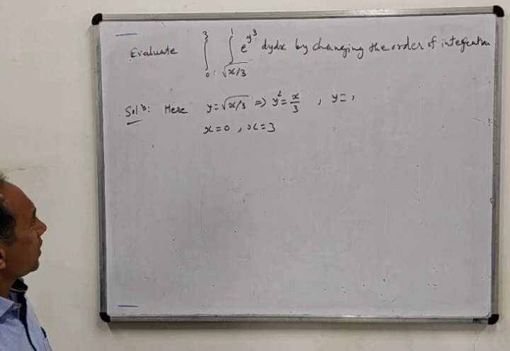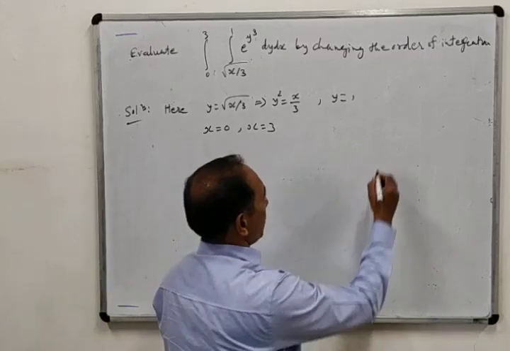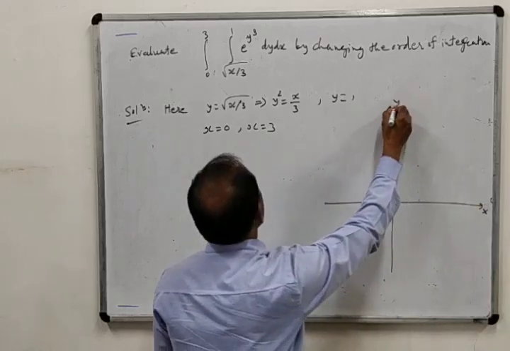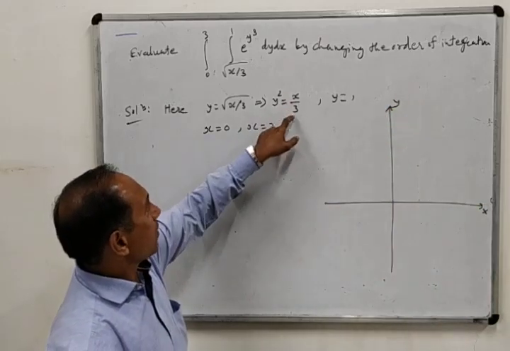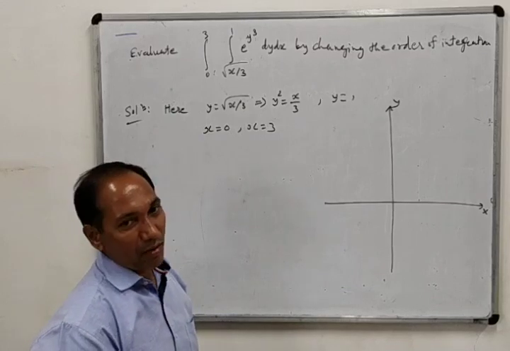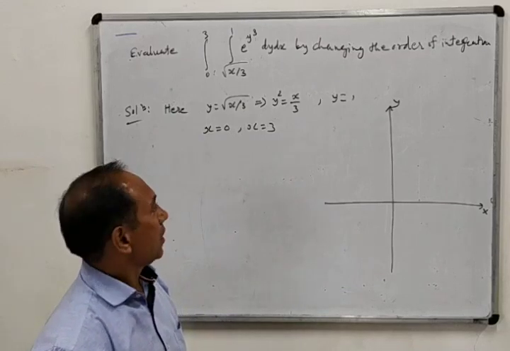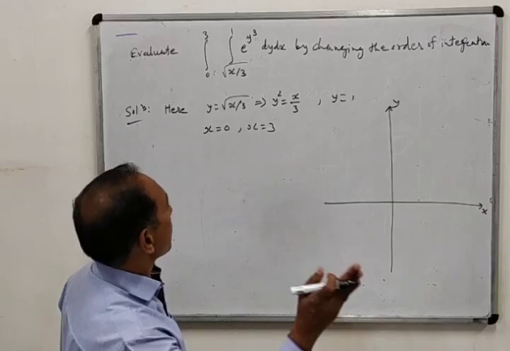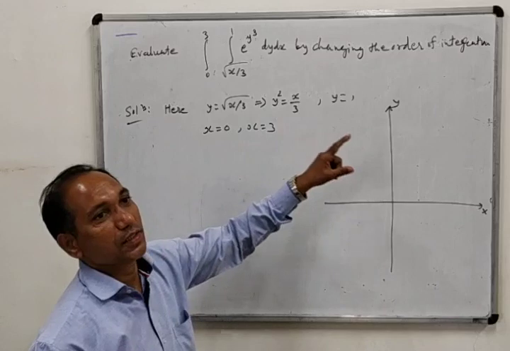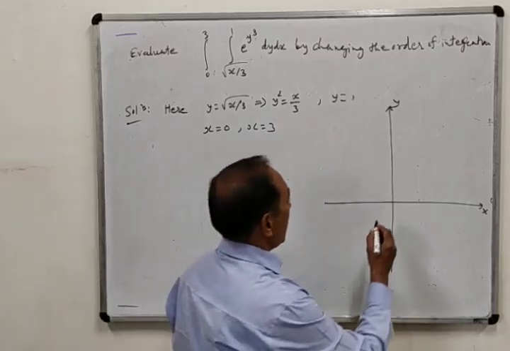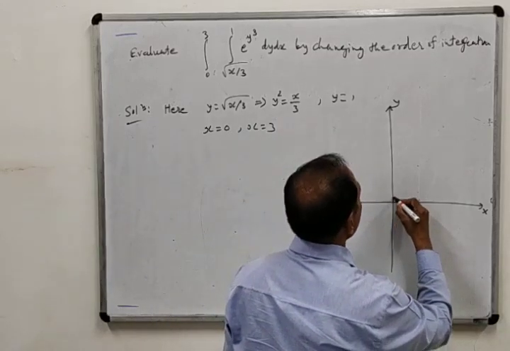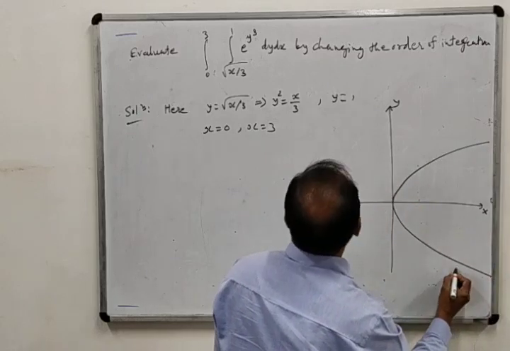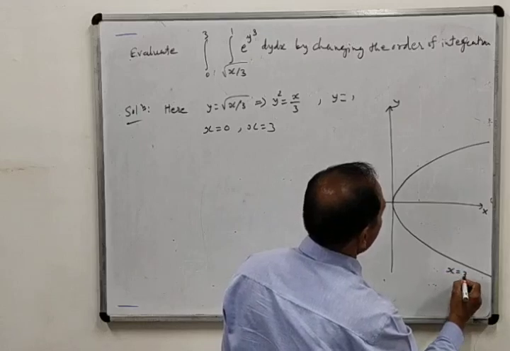Okay? So to change the limits, we will draw a figure. Then we can proceed further. So here, this is the x-axis, this is the y-axis. So y square equal to x by 3 is the parabola, whose axis moves towards the x-axis, because here the equation is in the form of x equal to y square. So it moves towards the positive x-axis. So this is the equation, x equal to 3y square.